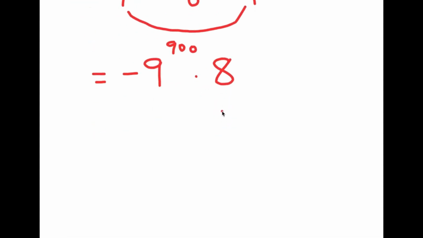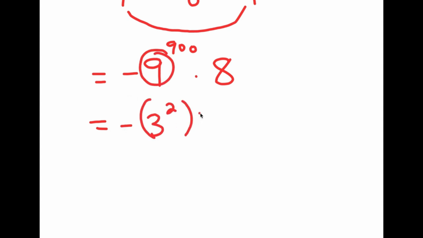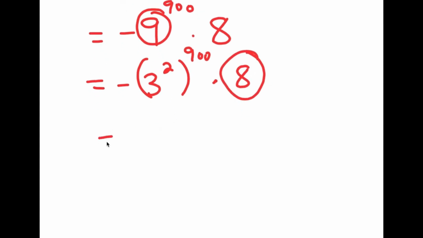Now from here, I can rewrite my 9 here as 3 squared. So I get 3 squared to the power of 900 times 8. And now 8, I can rewrite as 2 to the power of 3. So I have negative 3 squared to the power of 900 times 2 to the power of 3.